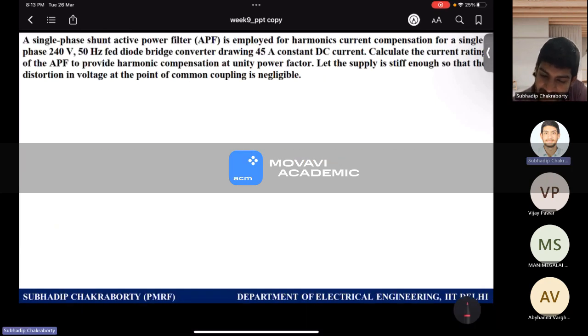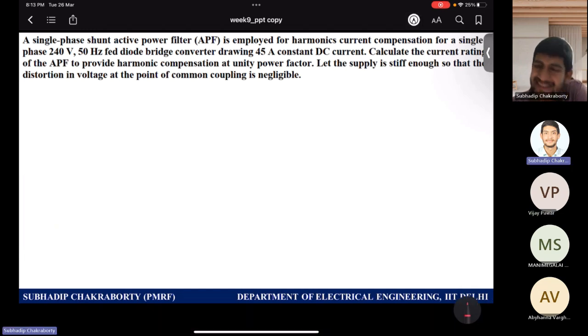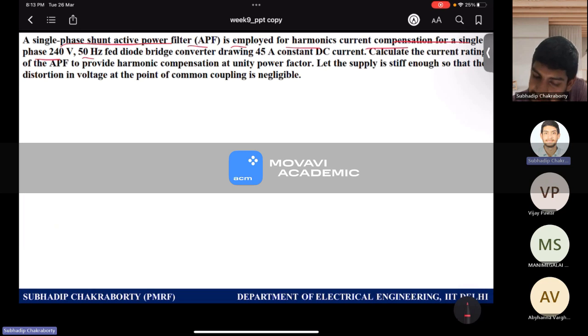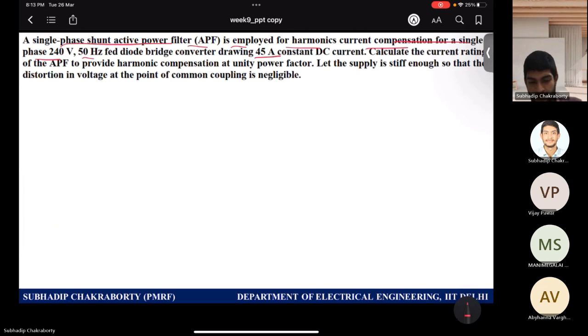So the active power filter, let us start, right? Let's start with a simple problem. A single phase shunt active power filter is employed for harmonic current compensation for a single phase load, a diode bridge rectifier based load, just like you saw, drawing constant current, 45 ampere. Now it is simply asking you to calculate the current rating of the APF to provide harmonic compensation at unity power factor. So it is easy, right?